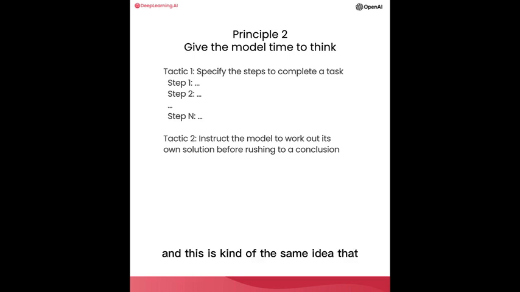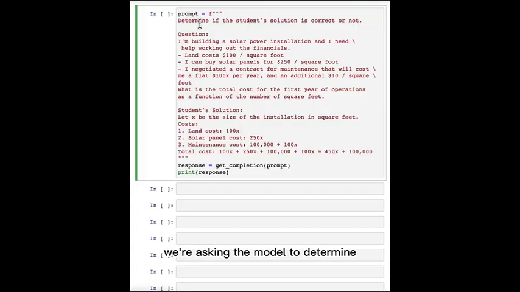And this is the same idea that we were discussing about giving the model time to actually work things out before saying if an answer is correct or not, in the same way that a person would. So in this prompt, we're asking the model to determine if the student's solution is correct or not. So we have this math question first, and then we have the student's solution.